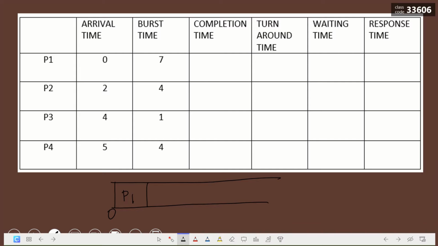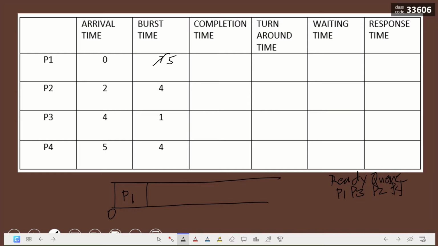So you subtract the arrival time of the next CPU from the burst time of P1. The next is P2, so you subtract 2 from 7. 7 minus 2 is 5. Okay. So in our ready queue, P1 arrived first at time 0. Then it follows the lowest burst time, which is P3, P2, P4.